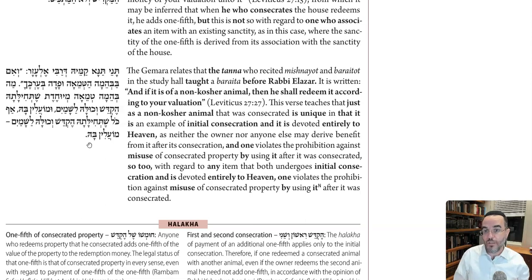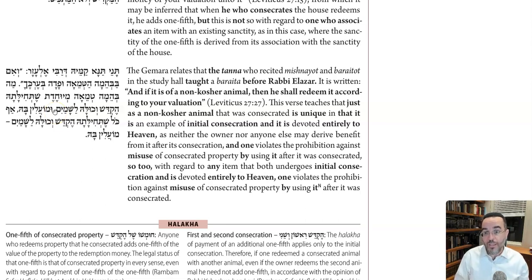But the initial reading is, just like a non-kosher animal is unique in that it has initial consecration, a person consecrated it, the animal A, and it all goes to Shamayim, meaning no, you can't benefit from it. No, nobody can benefit at all from it. Its entire value will be donated to the Beit HaMikdash. If someone uses it for their own purpose, they commit Me'ilah.